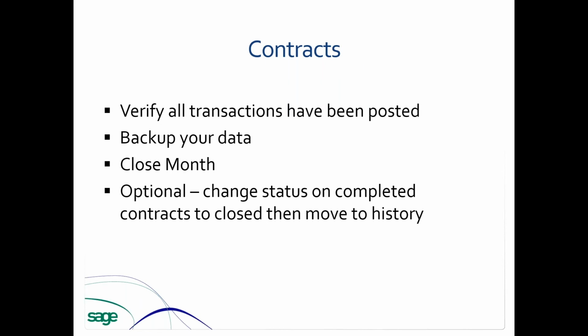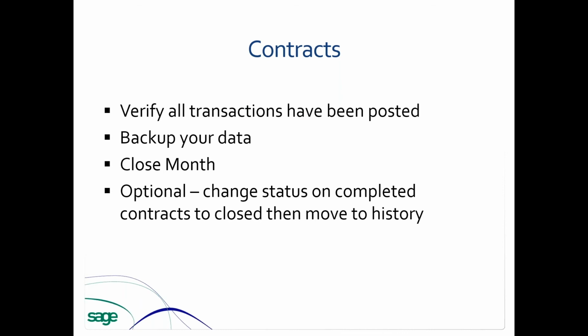Contracts, you should be running close month. It is the same as job cost. So if you're running the contracts module and job cost at the same time, then when you close the month in job cost, you should be closing the month in contracts. And the system knows, based on the dates in your settings, when it's going to be rolling into a new year. So that's why there's no year-end close in the contracts or the job cost module.